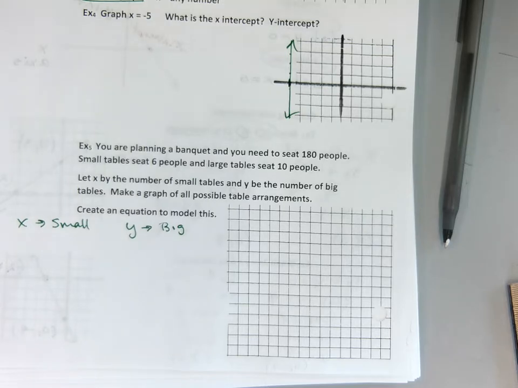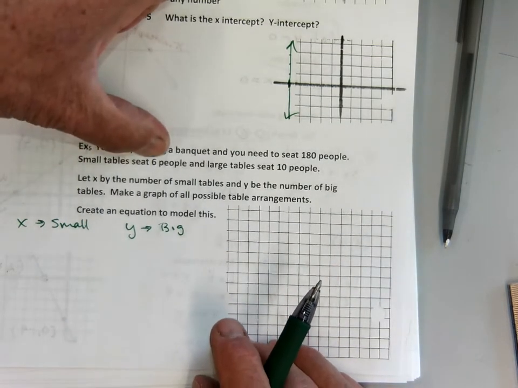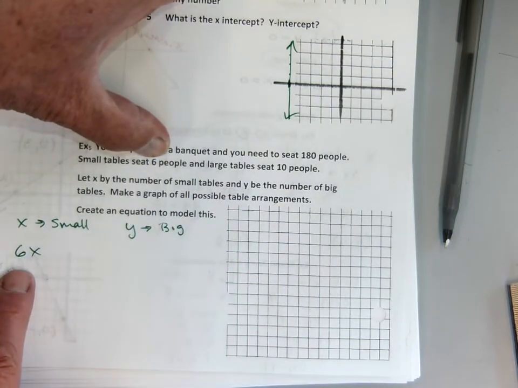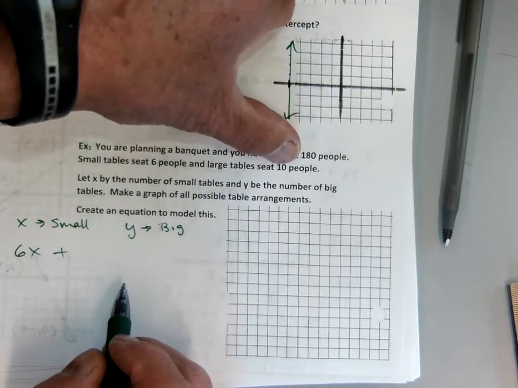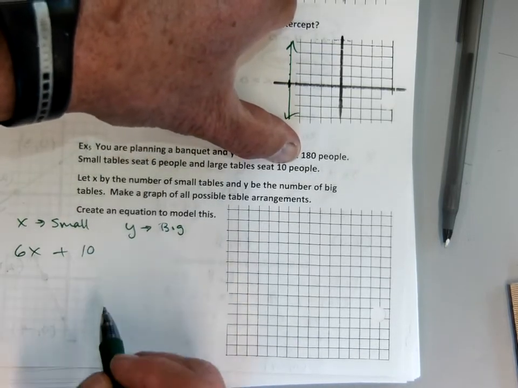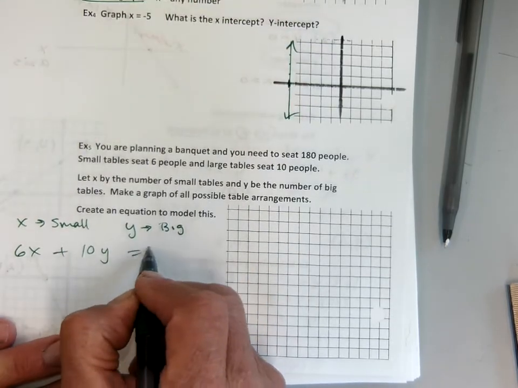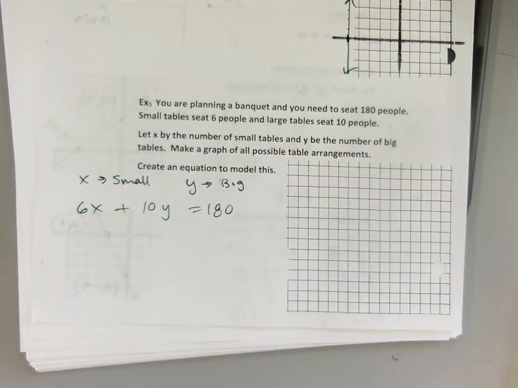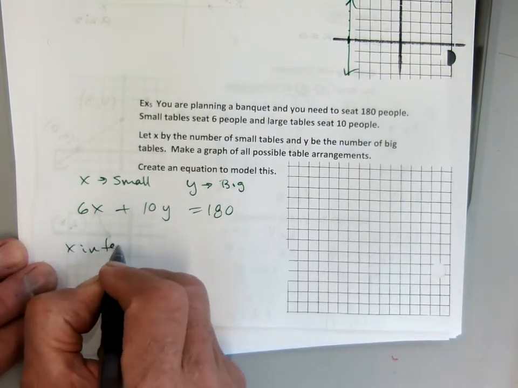So the number of small plus the number of big should make the total number of tables, right? So if I want to make an equation, I've got 6 is my small, so how about a 6x? 6 people per small table, plus we got to add in my big table, so 10 people can sit there, and I need to seat 180, so I can find out how many to put at each table, right? So let's look at our x intercept.